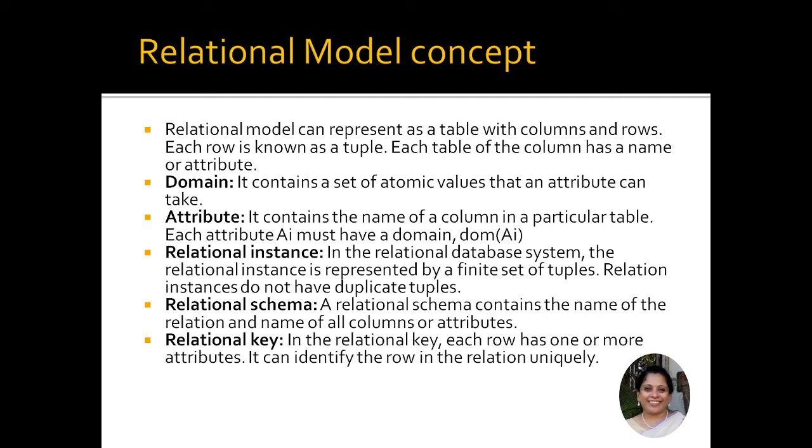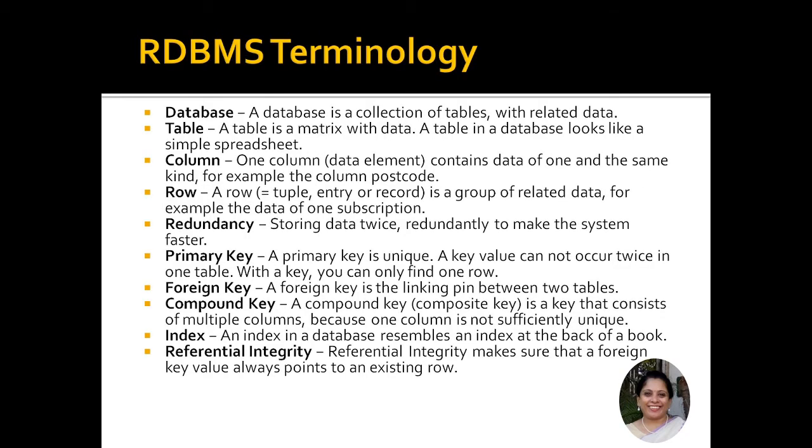Now proceeding further, we will see what terminologies are used in RDBMS. First is the database, which is nothing but a collection of tables with relevant and related data. Then you have a table, which is a matrix with the data. It looks like a simple spreadsheet. Then we have the column, which contains data of one and the same kind, for example, the column postcode or the salary. Then row, it is also called a tuple or an entry or a record and is a group of related data, for example, the data of one subscription.